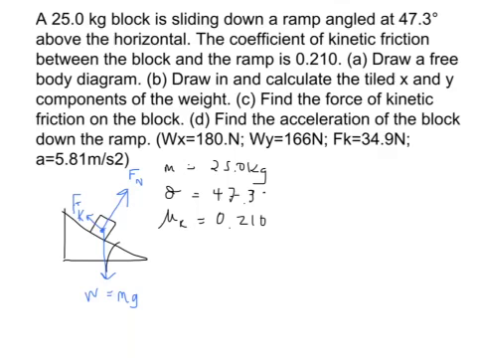Alrighty then, that's part A. Here's the free body diagram. We're done. Now let's move on to part B. We have to draw in and calculate the tilted components of weight. So I'm going to draw these in red. There's one component, there's the other. This one we call the tilted x component, and this is the tilted y component.